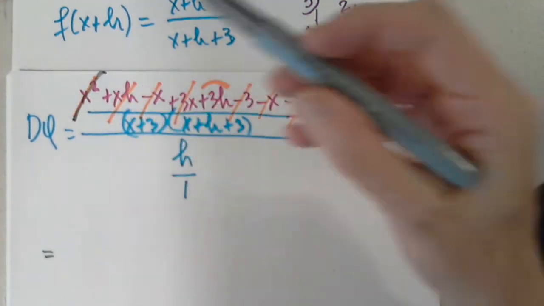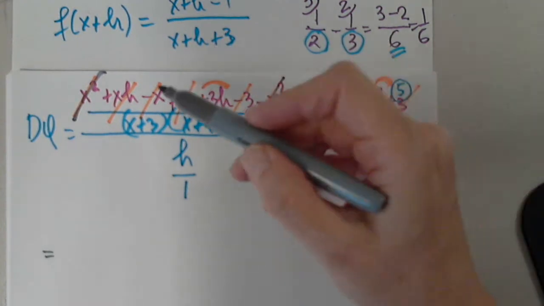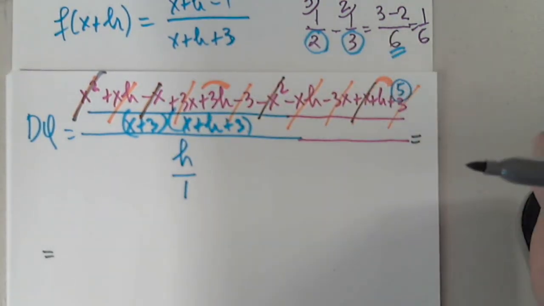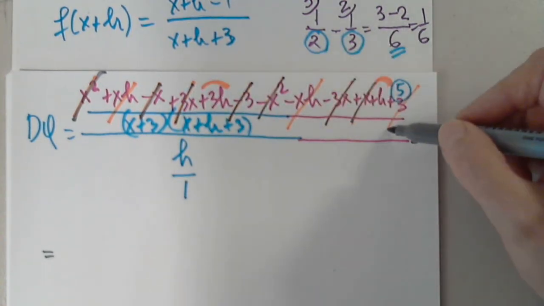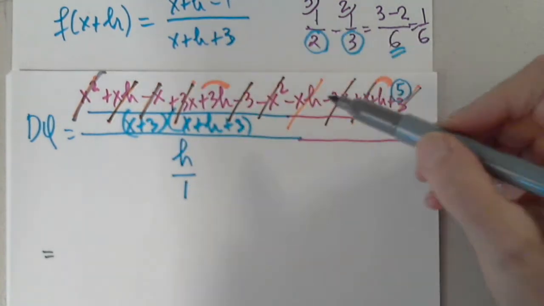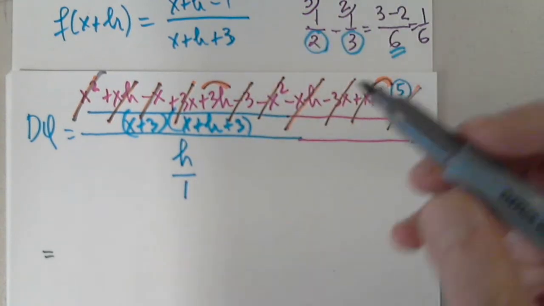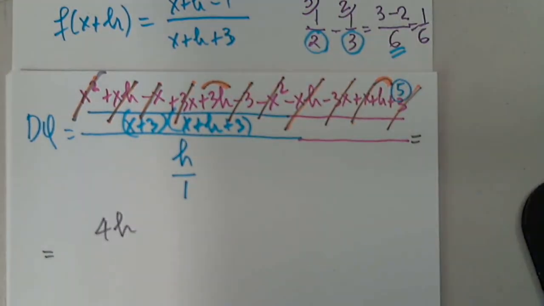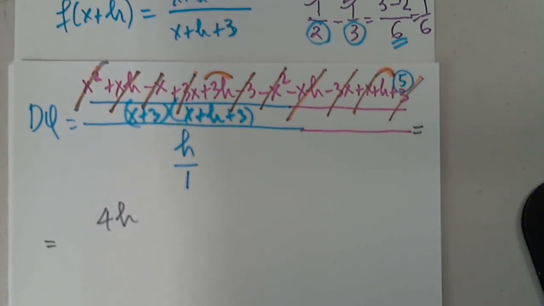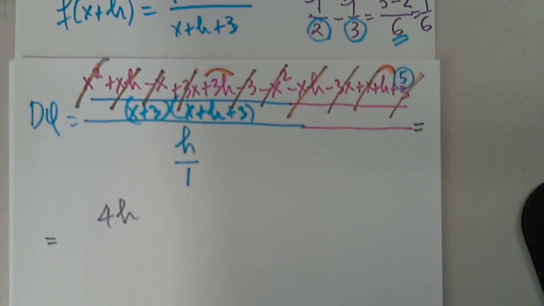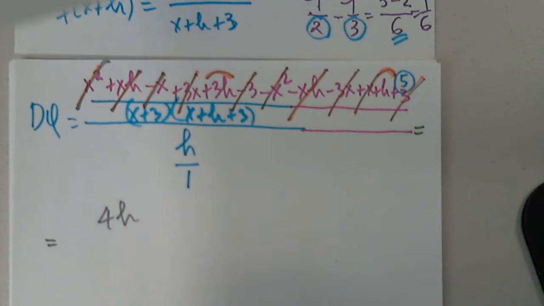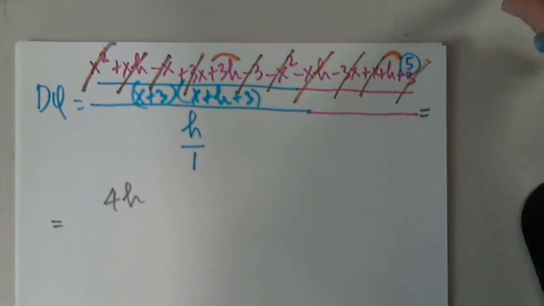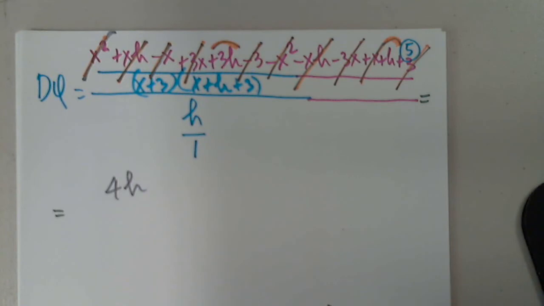So, again, x squared with negative x squared. Negative x with positive x. Positive 3x with negative 3x. Negative 3 with positive 3. Positive xh with negative xh. So what we have left is 3h plus h, which is 4h. Is that okay? Are we okay now? Yes?